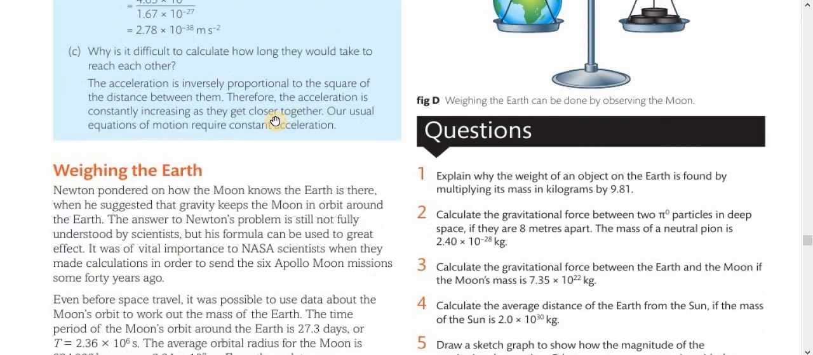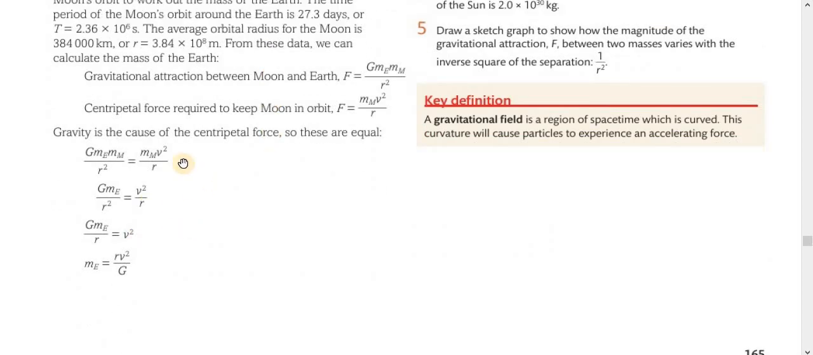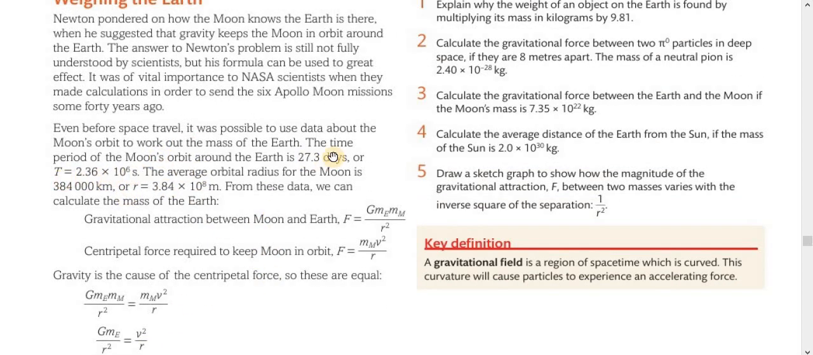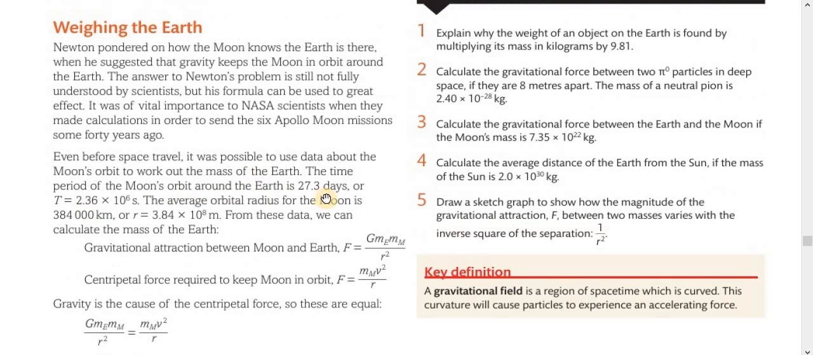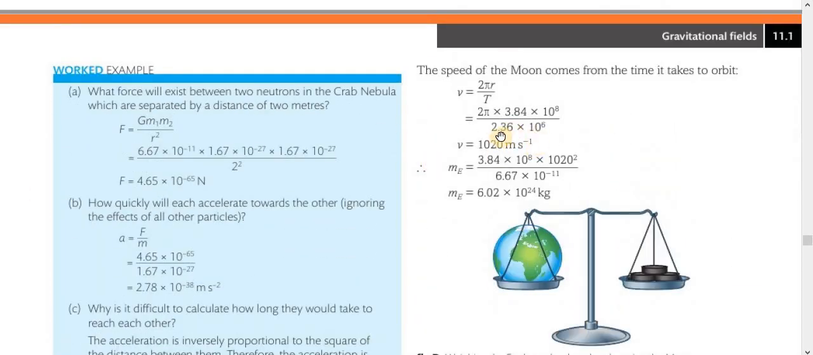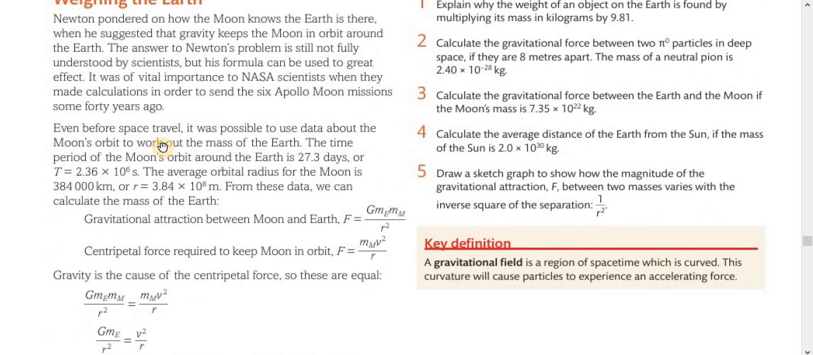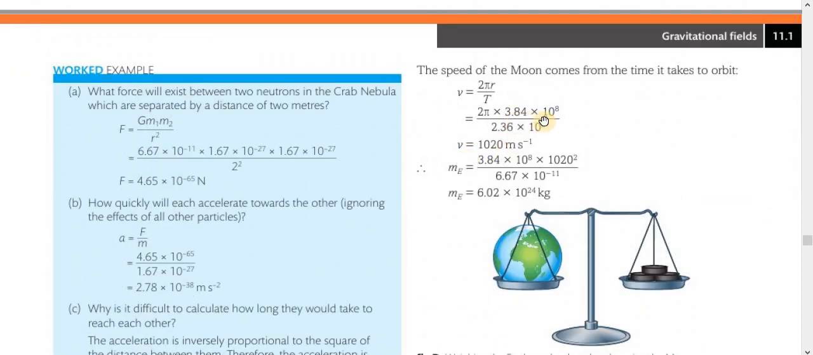This is related to what we have here. It's given here. The time period of the moon's orbit around the earth is 27.3 days, or 2.36 into 10 to the power 6 seconds. This is in SI units, and that is what is substituted over here. Then the radius r: the average orbital radius for the moon is 384,000 kilometers, or in SI units 3.84 into 10 to the power 8 meters. That is also given, so that is what we substituted here.